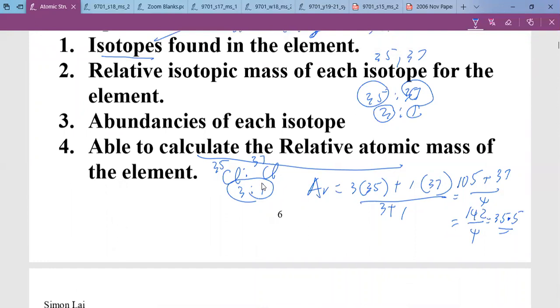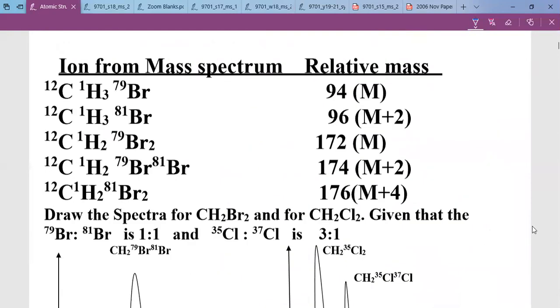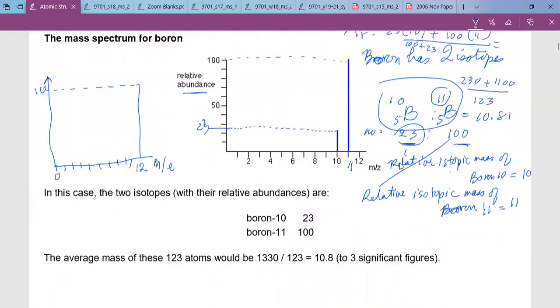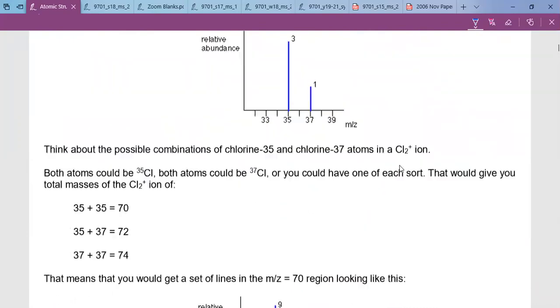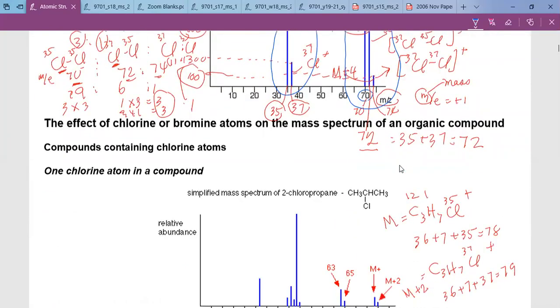Okay, now I've got about 7 minutes more or so. I want to show you the past exam questions, so that you can have a taste of how they come out. Now, spectra. See all these examples and go through them. With more examples, of course, you can understand better.